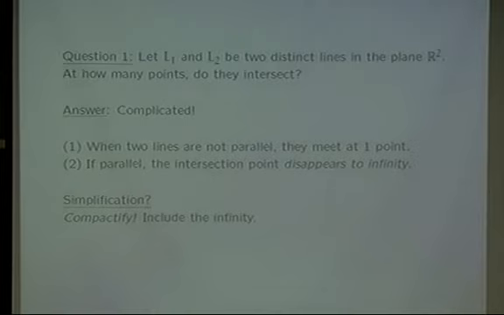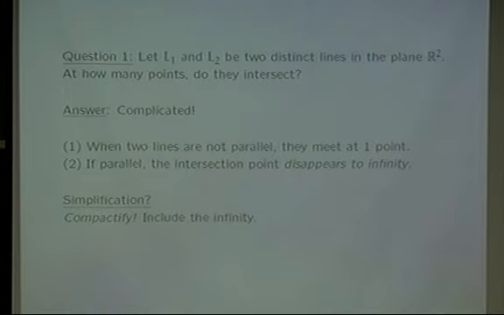I want to make it simple. I want a simple answer. I want to modify the problem in order to get a simple answer. That's what we do every day, right? So in order to simplify the answer, we have to compactify this. The reason why we get a complicated answer is that the intersection point is allowed to disappear to infinity. Let's prevent it, but let's include infinity. That's something called compactification.